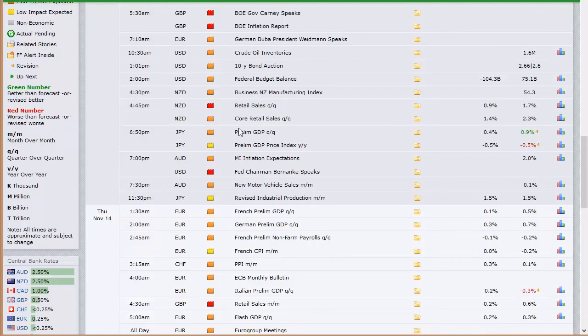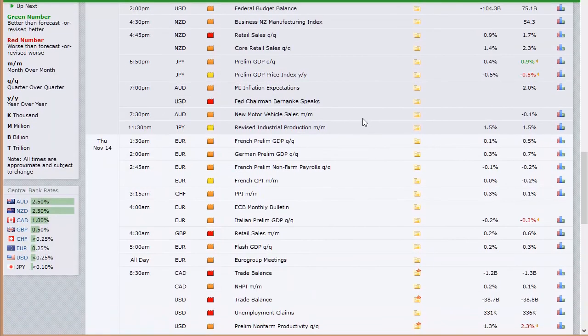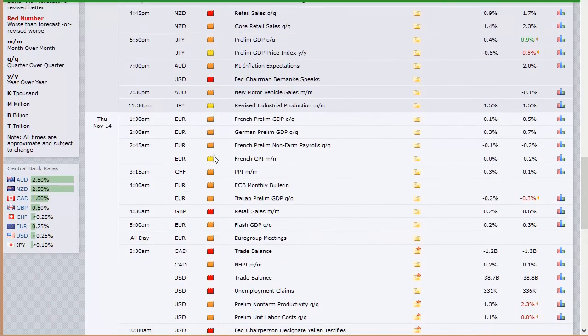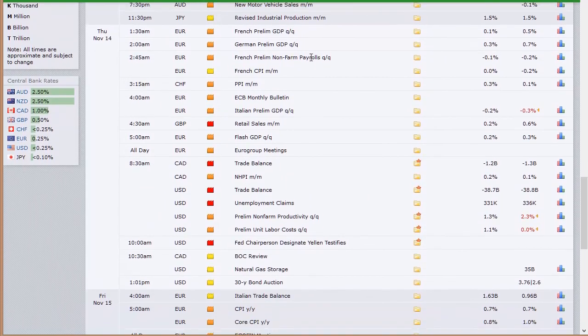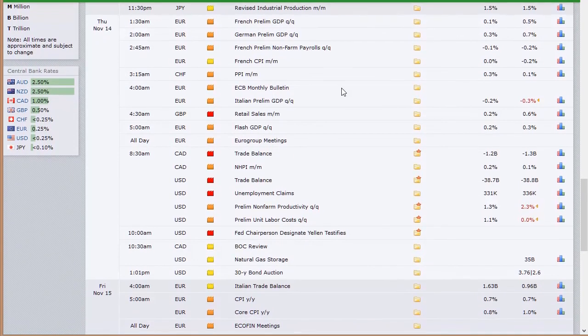Retail sales out of New Zealand and their business manufacturing index. Preliminary GDP out of Japan Wednesday night. MI inflation expectations out of Australia. Bernanke speaking somewhere at 7 p.m. Eastern time Wednesday night. New motor vehicle sales, revised industrial production out of Japan. The vehicle sales out of Australia. And then we look at GDP numbers out of various parts of Europe.